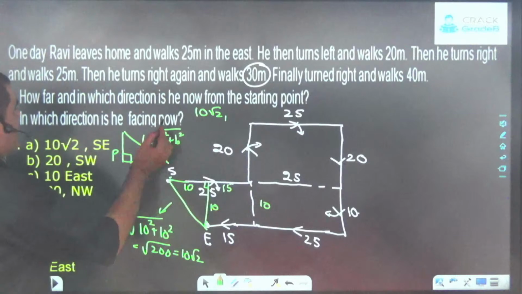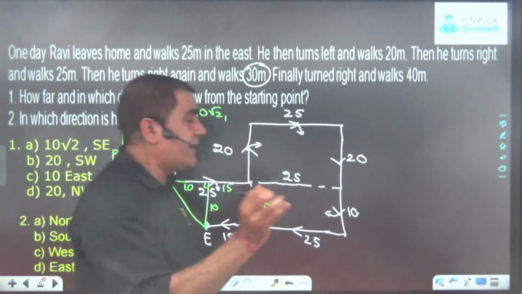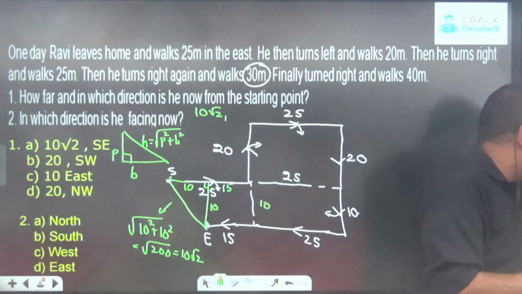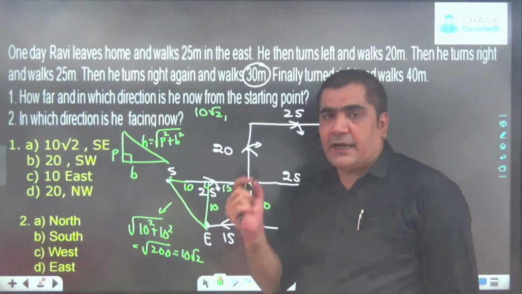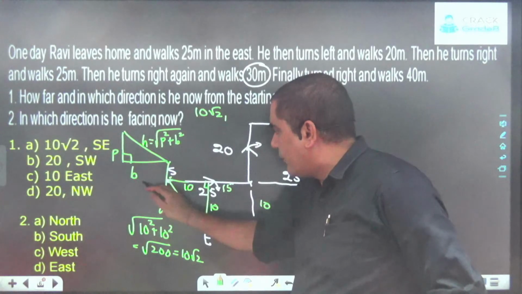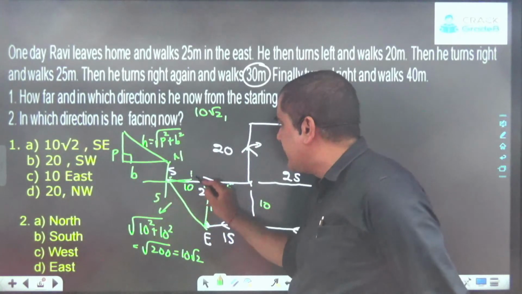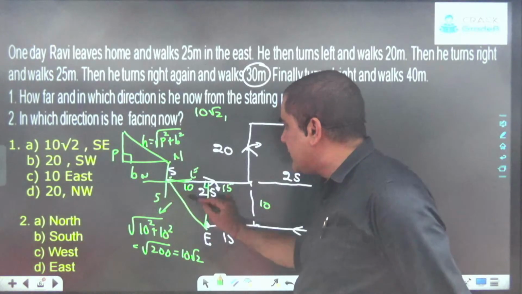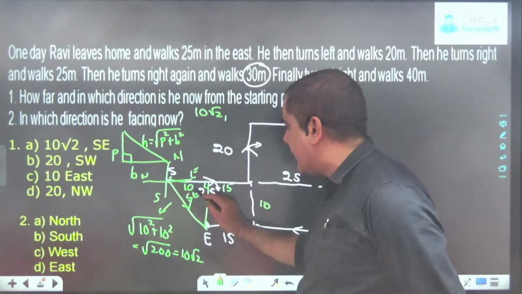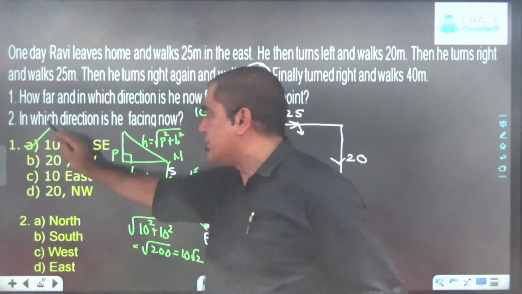Here again they are asking, in which direction is he now from the starting point? Whenever the examiner asks direction from the starting point, always you have to draw the standard diagram at the starting point only. This is north, this is south, this is east, this is west. So south and east midway is called southeast. So the answer for the first one is 10 root 2 southeast, option A.